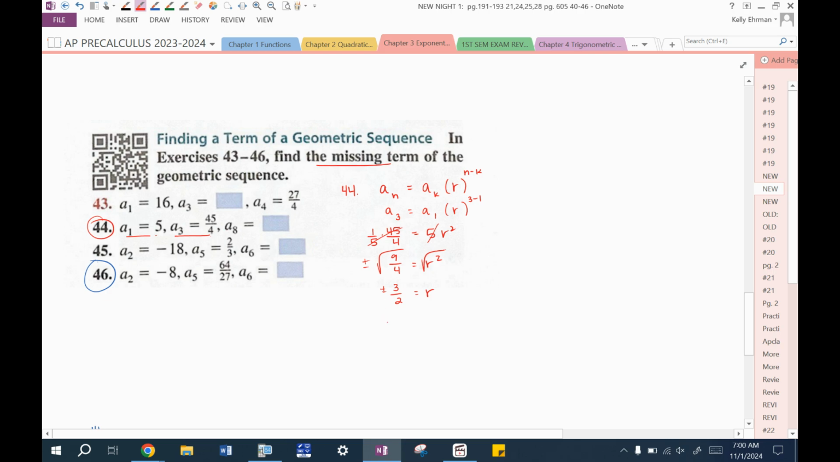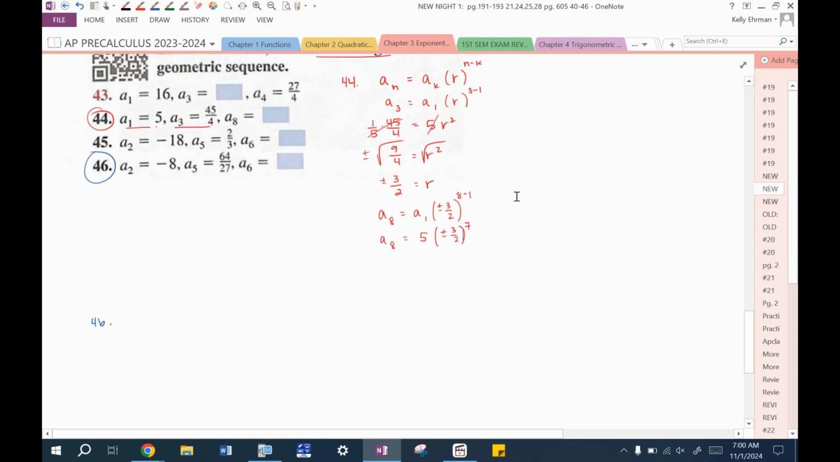So the 8th term could equal, now you can choose to use the first term or the third term. I'm going to use the first term because it doesn't have a fraction. So I'm going to say it's the first term times my plus or minus 3 over 2 to the 8 minus 1 power. Right, so the 8th term is 5 times plus or minus 3 over 2 to the 7th power. Now, you're raising something to an odd power, so it does matter if it's positive or negative. I'm going to get 2 different answers. So a8 is going to be plus or minus whatever I get when I multiply this out.